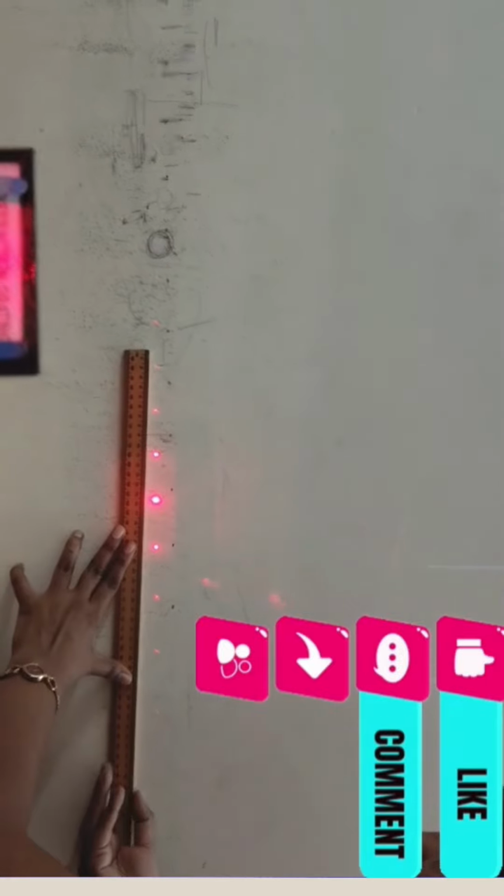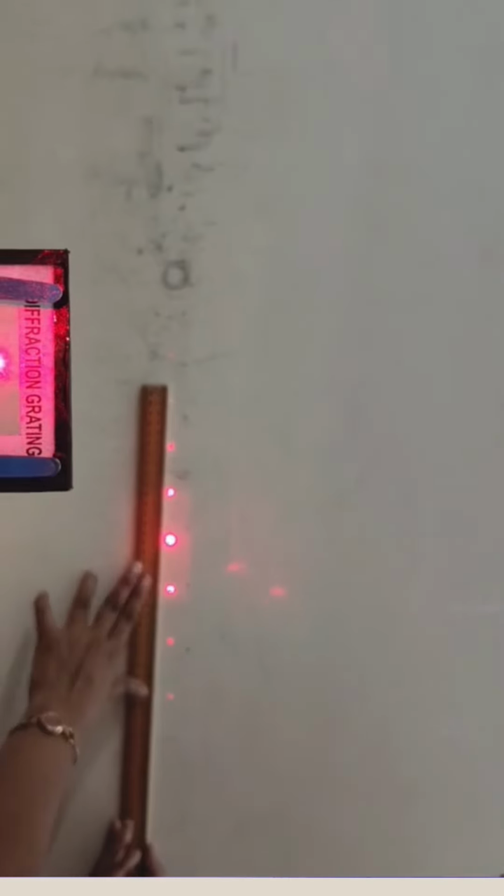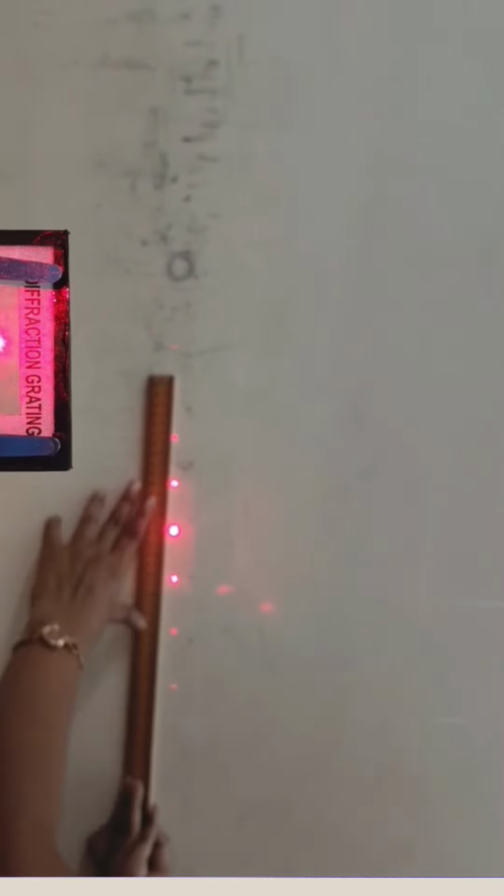Next, consider second order. For second order, from the central spot take 1, 2 on this side and 1, 2 on the other side. It starts from here to here. Here you measure the values. When the light is on, we cannot observe this diffraction pattern very clearly. This is central. First, second, third. First, second, third. Now from this third to this third, we get 30.